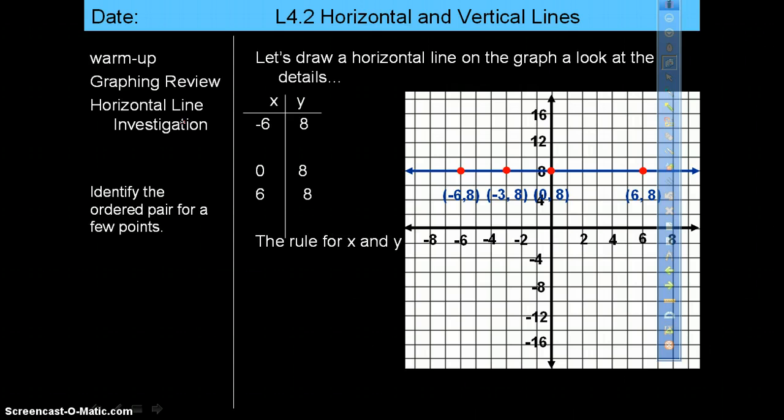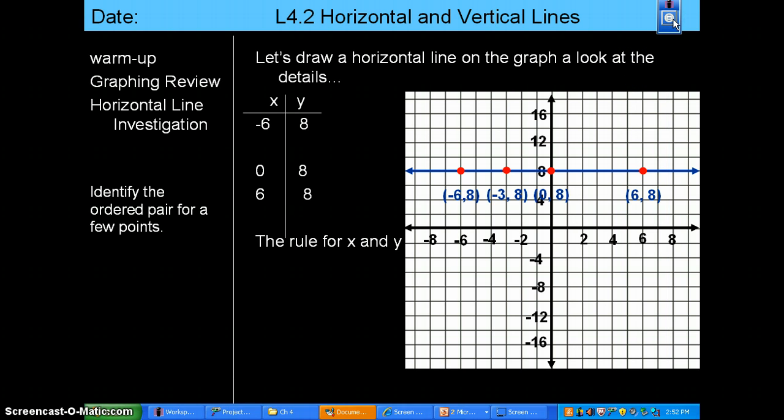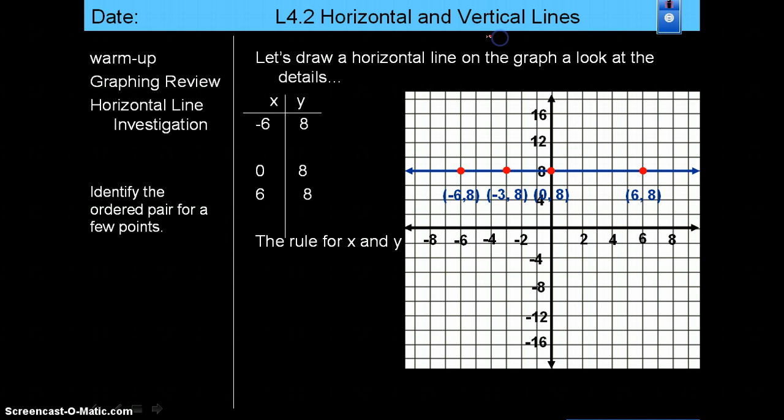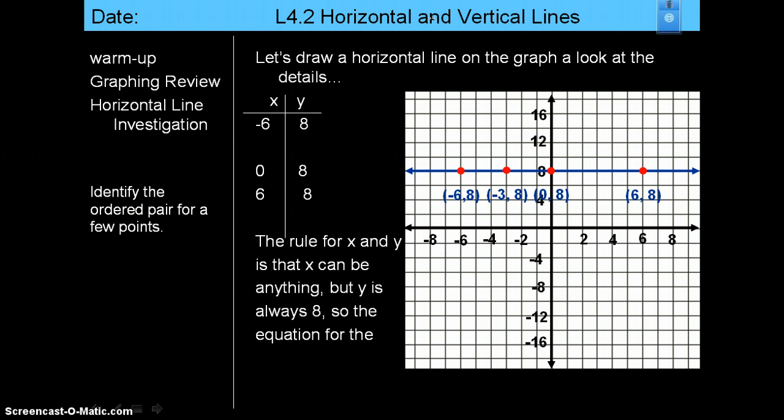So we've just got a couple different points on the graph. If I take a look at each of these points, I can see that there is actually a rule for x and y here. The rule that relates x and y in this case is that x can be anything. No matter what x is, my y is always the same. No matter what x I pick, no matter how far left or how far right, y is always going to be the same. The y will always be an 8 because it's a perfectly horizontal line. So the equation for the line is y equals 8.